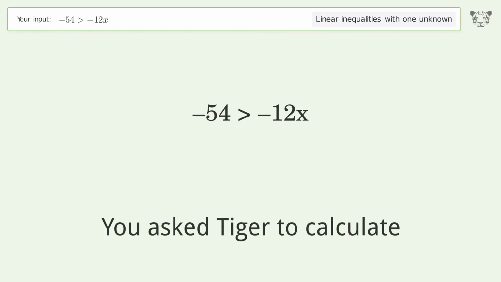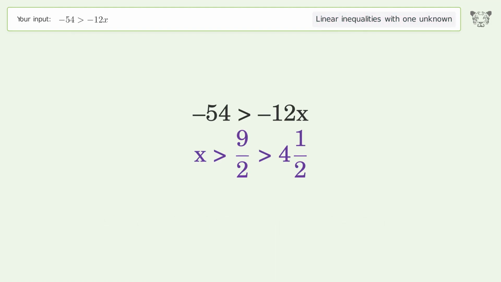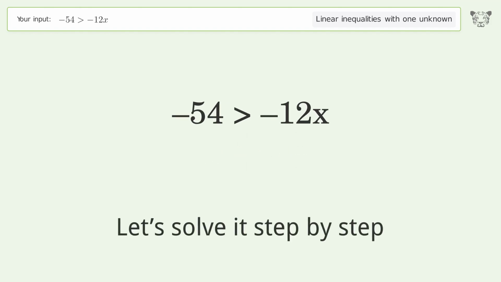You ask Tiger to calculate. This deals with linear inequalities with one unknown. The final result is x greater than 9 over 2 greater than 41 over 2. Let's solve it step by step.